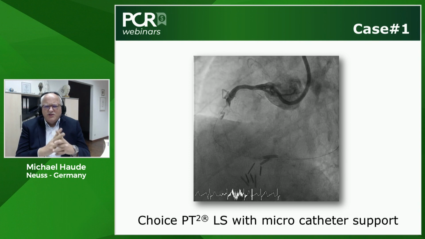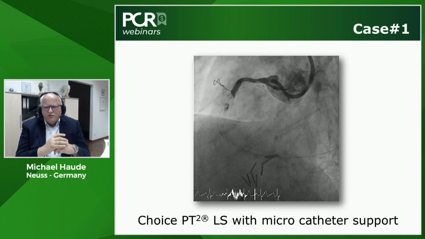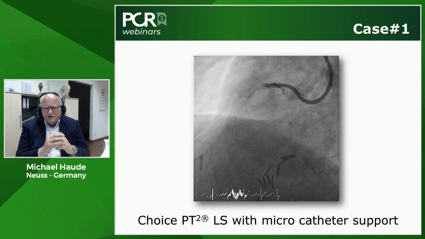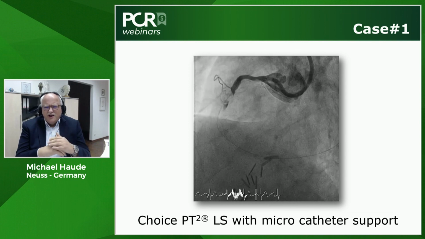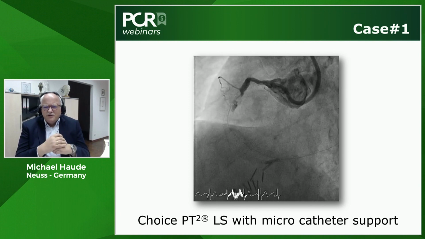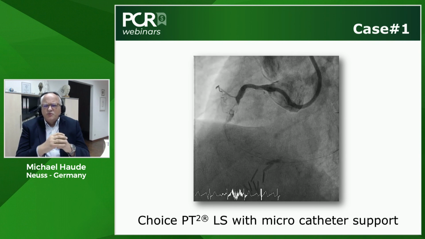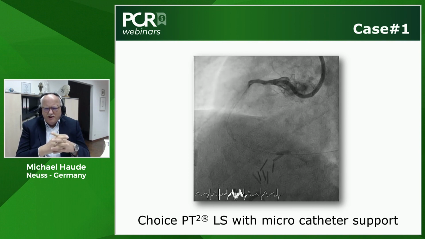Now, the question is, what are we willing to do? First of all, I totally follow Benjamin's explanation why not to use the rotablator here, in particular with these challenging lesions where we were not even able to bring the microcatheter over that lesion, just close to it, in order to better steer our wire.